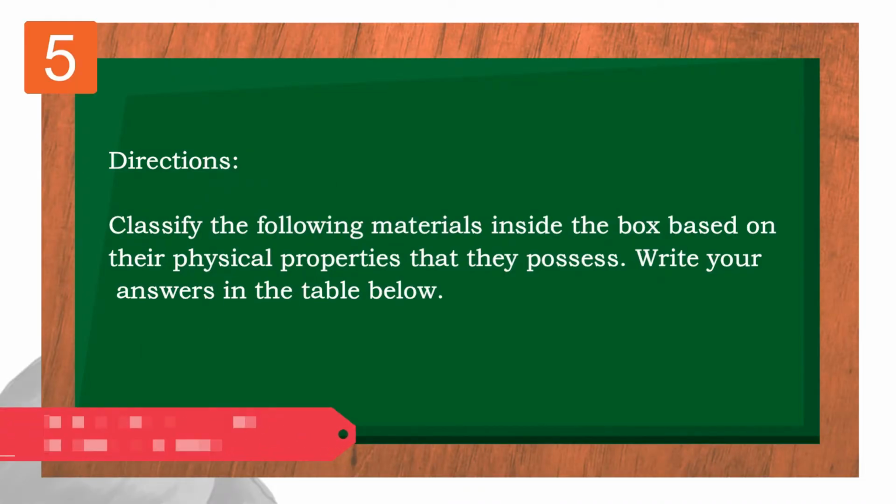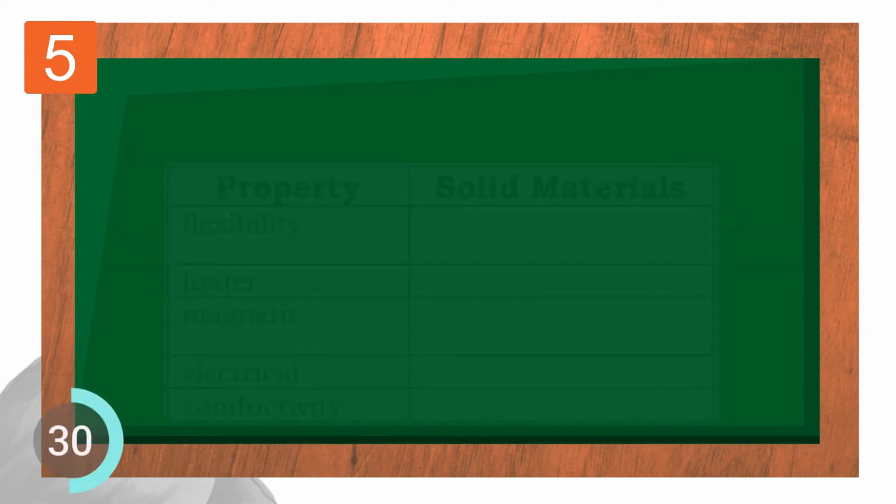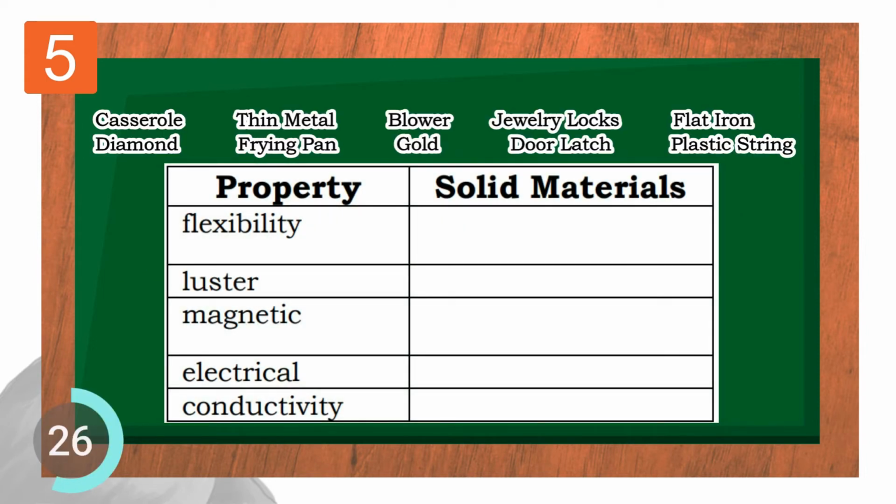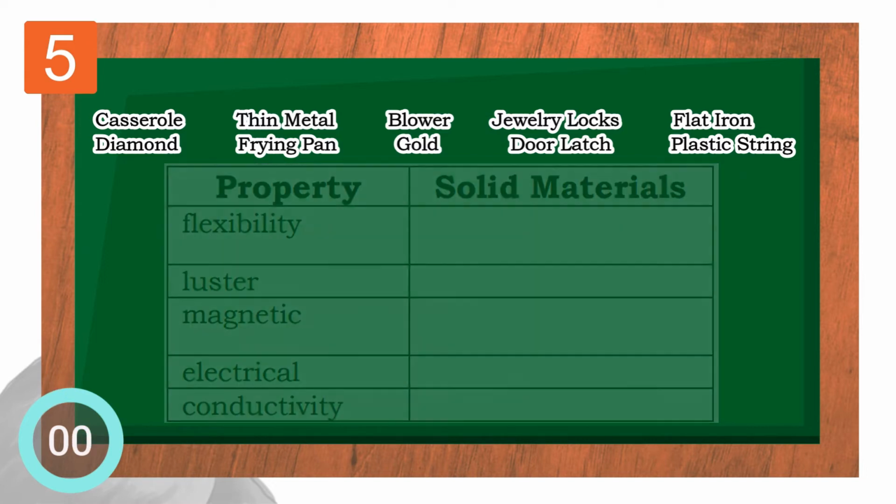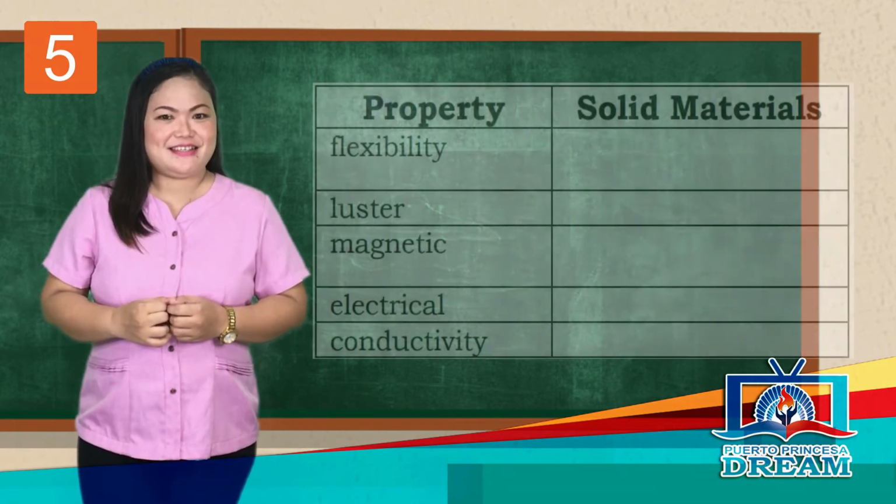For the next activity, you are just going to classify the following materials inside the box based on the physical properties that they possess. Write your answer on your notebook. Let's check if you got the correct answer.